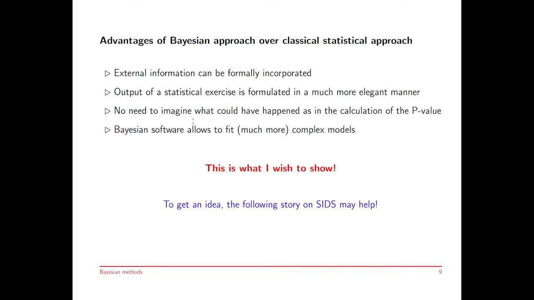What are the advantages of our approach? Well, we can formally incorporate external information. We will see that the output of our statistical analysis is formulated in a much more elegant manner than in a p-value, and in contrast to the computation of a p-value, we don't need to imagine what could have happened but never happened.